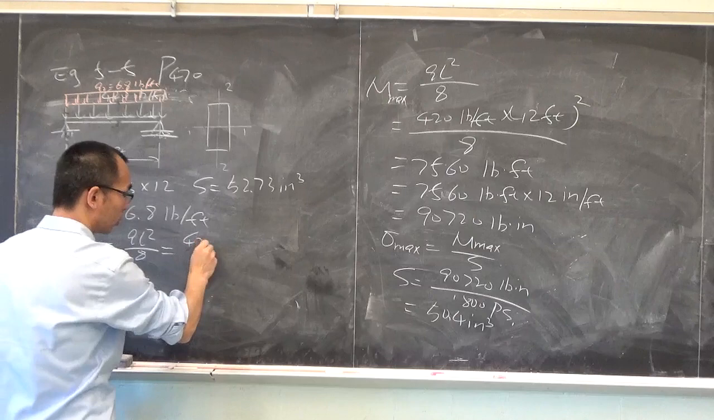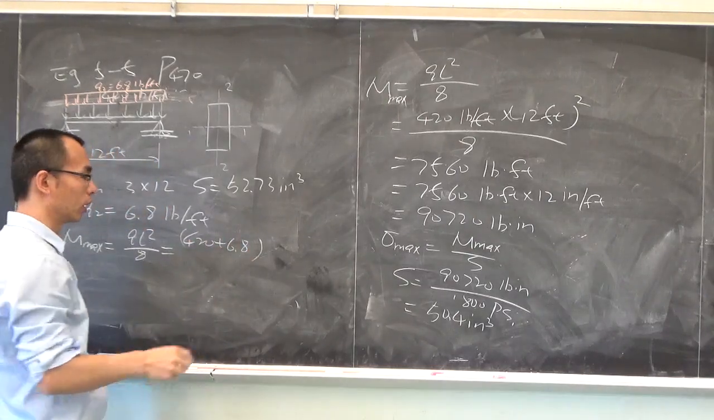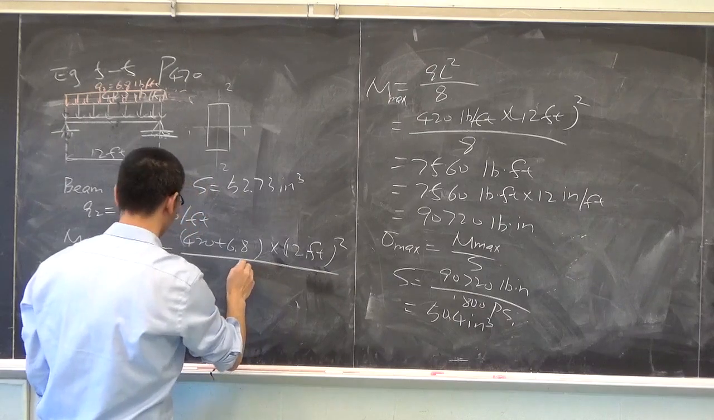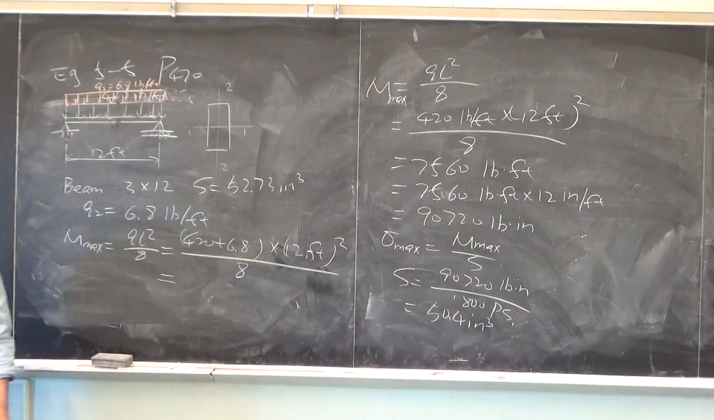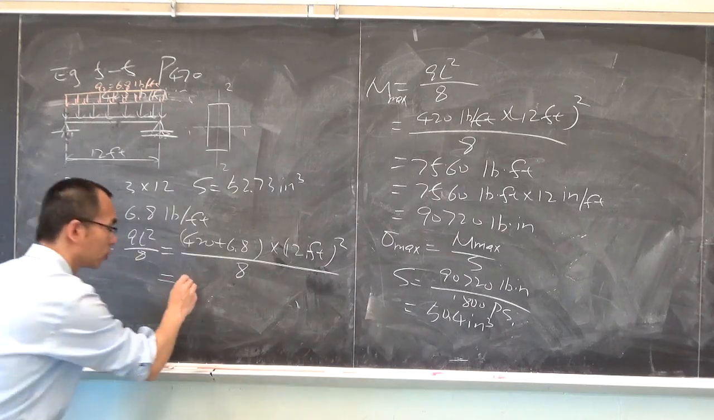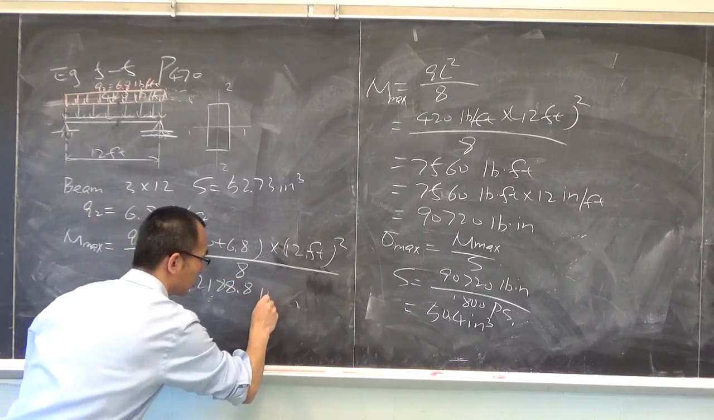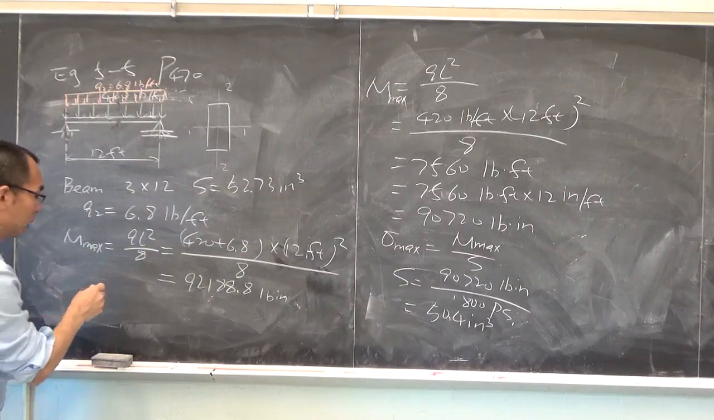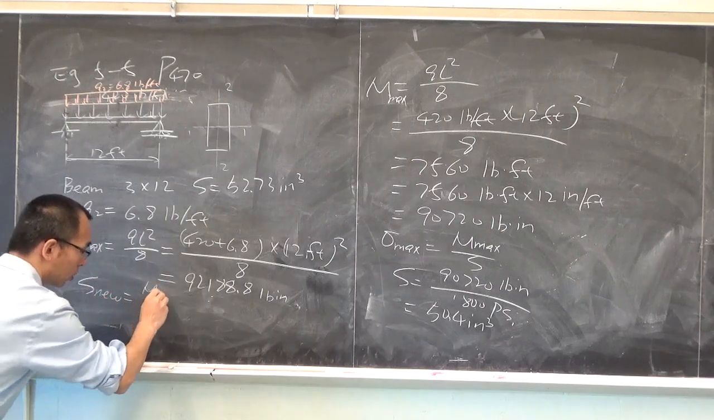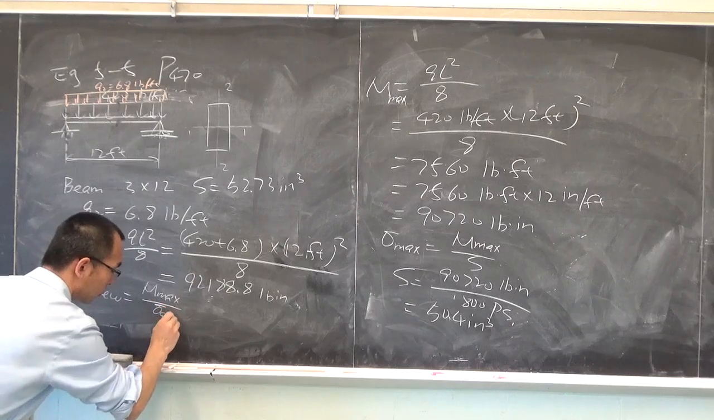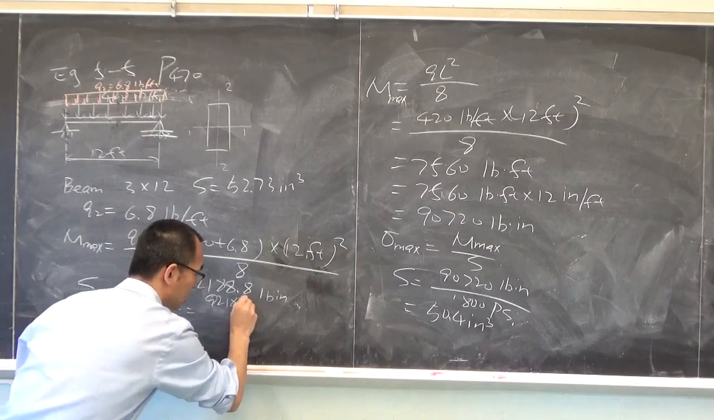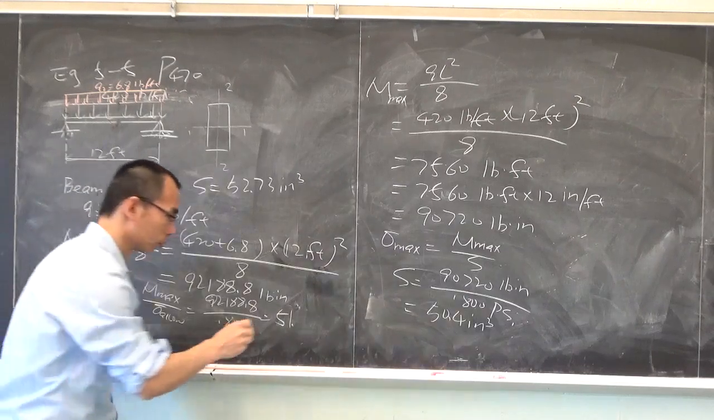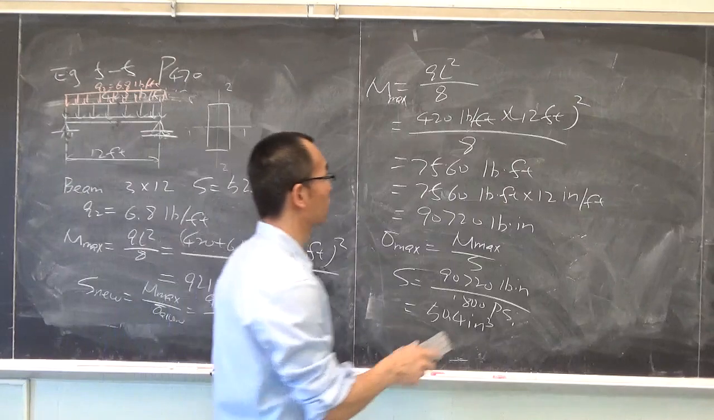So this one will be 420 plus 6.8. We combine them together, right? What will that be? 12. So this one will be equal to 9201 pound-inches. I converted it into pound-inches directly. Okay, so now once you have a new maximum bending moment, then you have a new section modulus, right? So it will be 91818 divided by 1800, which is equal to 51.12.